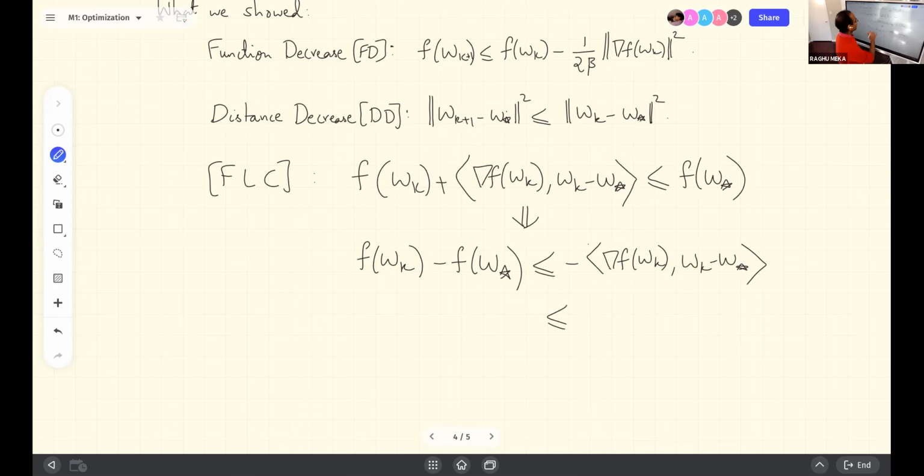Function decrease tells you that you're making progress in decreasing the function, but it doesn't give me something very tangible, because the bound itself depends on the size of the gradient at that point. So I need some other way to get a lower bound on the size of the gradient. And how can I do that from this inequality? How might I do that from this inequality? Does this ring a bell? Yes, no?